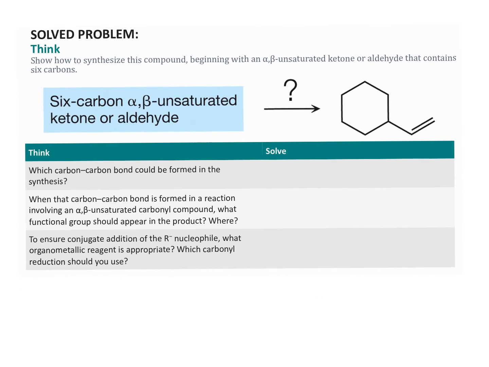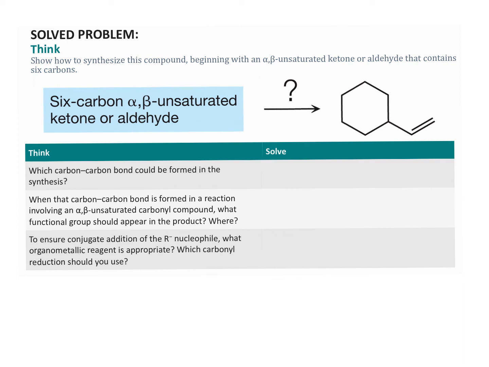Here is a synthesis where we are looking to make this product here. We need to start with a 6-carbon alpha beta unsaturated ketone or aldehyde, and over here we have 6, 7, 8 carbons. So we know we're going to have to use a carbon-carbon bond reaction. When we think about this, one of the things we need to ask ourselves is which carbon-carbon bond could be formed in the synthesis.